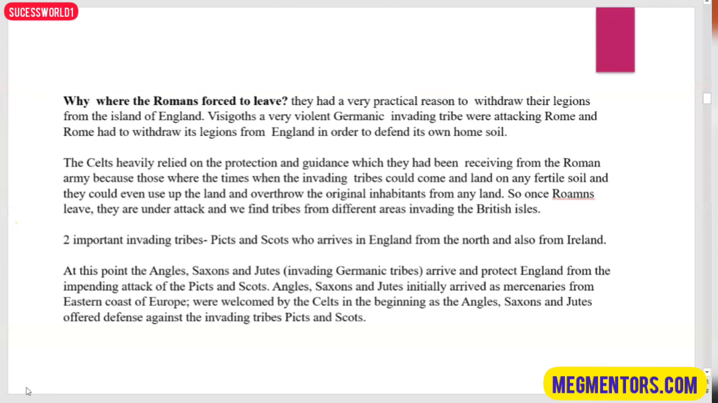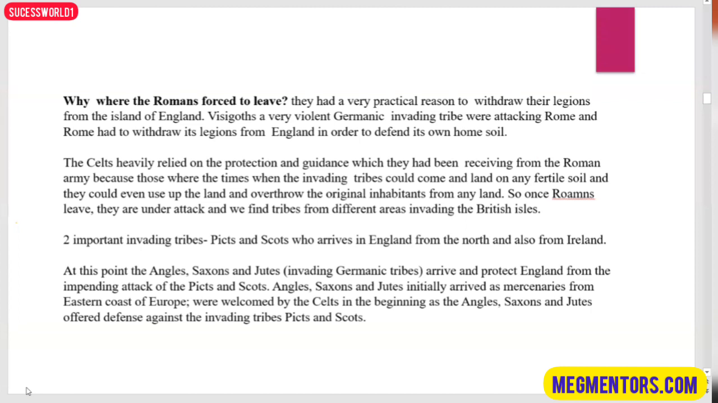There were two important invading tribes after the Romans left. One is the Picts and the other the Scots, who arrived in England from the north and also from Ireland. These tribes were coming from Scotland and Ireland and attacking England in the absence of the Romans, because the military prowess had dissolved with the going away of the Romans, making England vulnerable to attack. So these Picts and Scots invaded England.